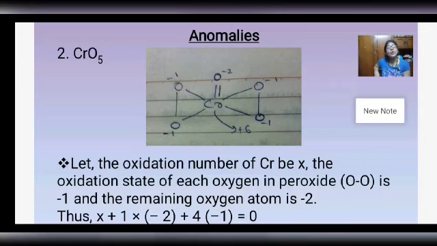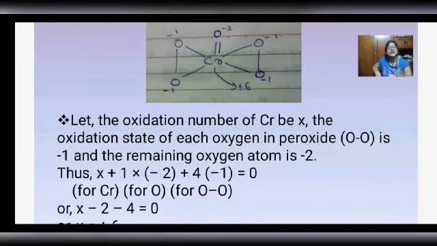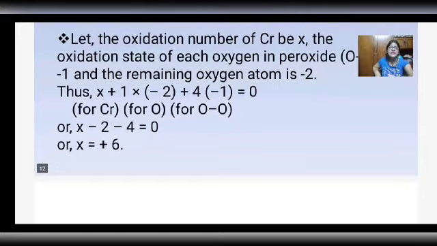So, what is the total oxidation number of all the 5 oxygens? It is -6 for all the 5 oxygen atoms, 4 of which are assigned -1 and 1 is assigned -2. So -4 plus -2 comes to -6. So, naturally chromium will have an oxidation number of +6, as simple as that.